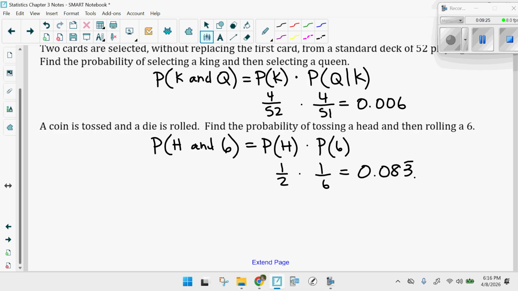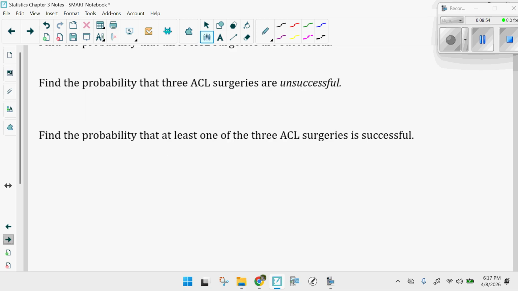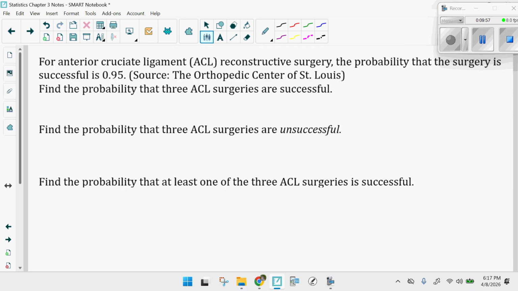And you can kind of see as you're finding these probabilities of these independent and dependent events, you can see the counting principle at work. So the number of total outcomes, the 52 times 51, that would be using that counting principle, and that would end up being the total number of outcomes that could happen when you're dealing out these cards. And same with rolling the dice and tossing the coin. That would be the total outcomes, 12, that could happen in that situation.